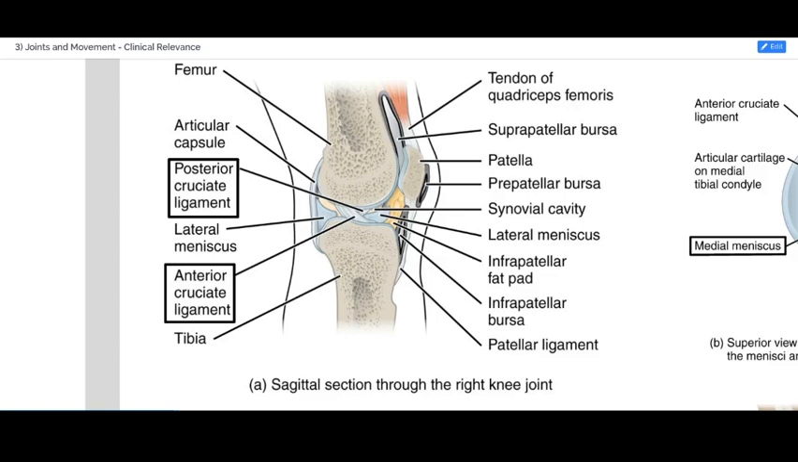The cruciate ligaments are named that because they cross over. The posterior cruciate ligament connects the lateral tibia to the medial femur, and the anterior cruciate ligament connects the medial tibia to the lateral femur. They are useful in that they keep the knee joint stable in lateral movements.